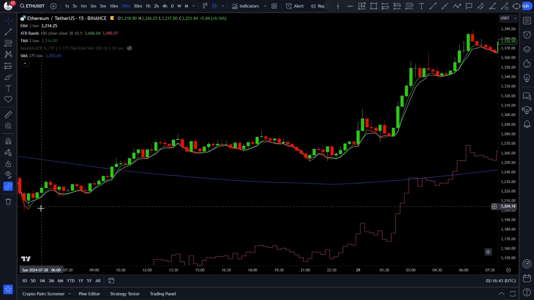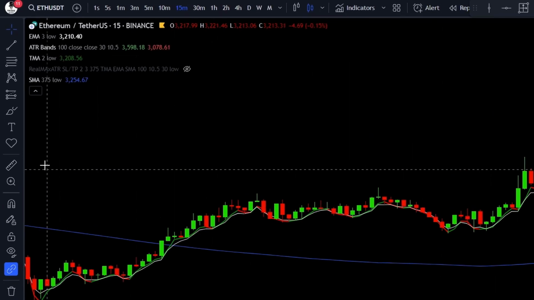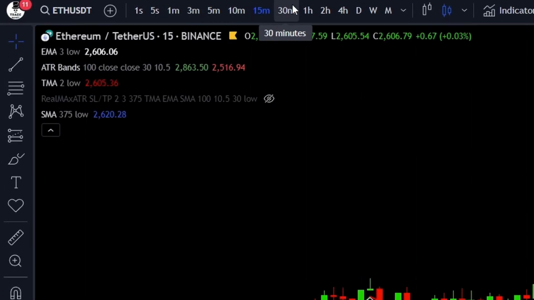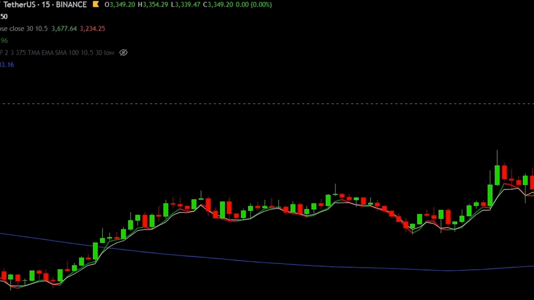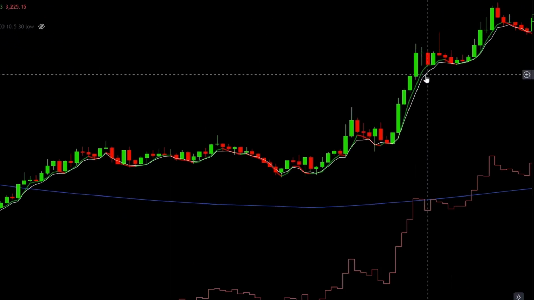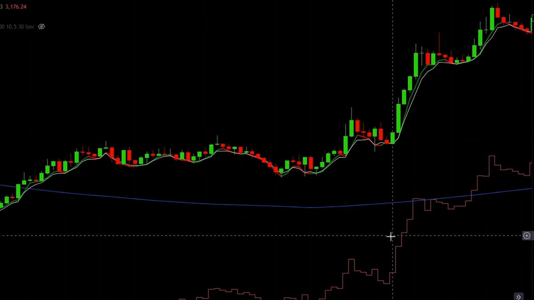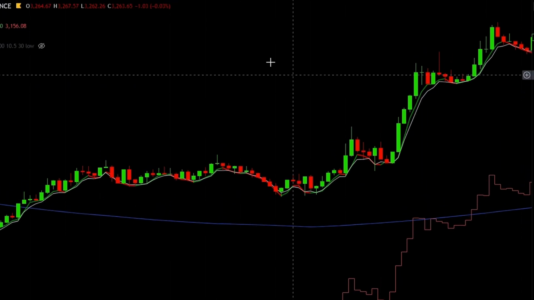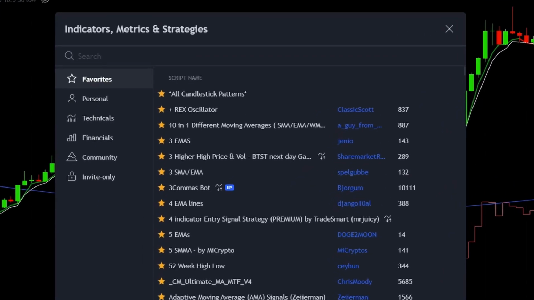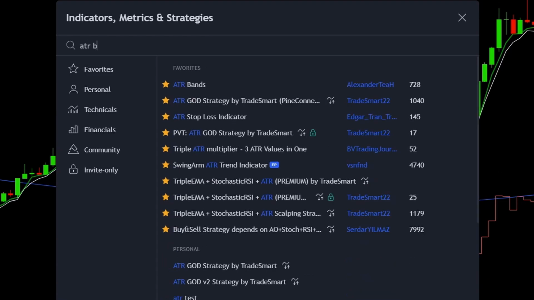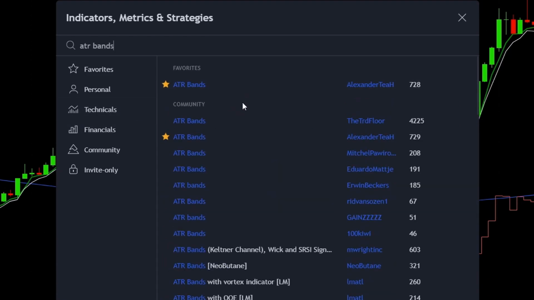Okay, for this strategy, first head over to TradingView, then set up the ETH USDT 15-minute chart. Once you got that, let's add our indicators. For this strategy, we will use 1, 2, 3 moving average and the ATR bands as the stop loss. Open up the indicators tab and first type in ATR bands. Add this one to your chart.